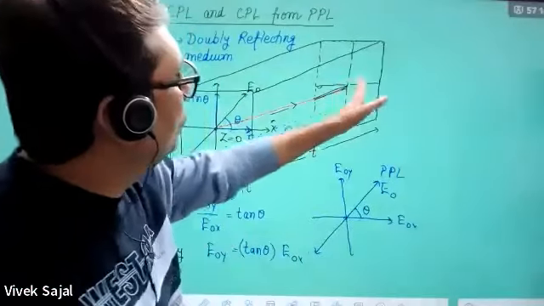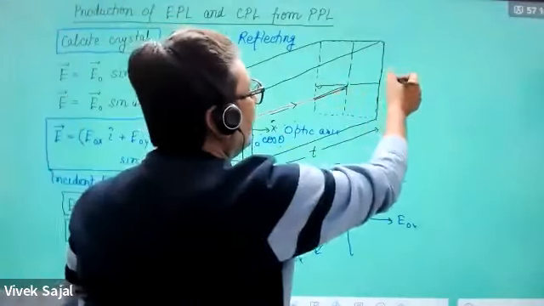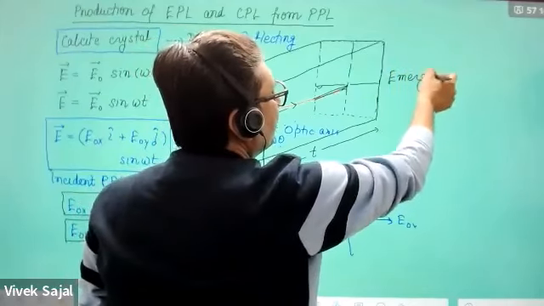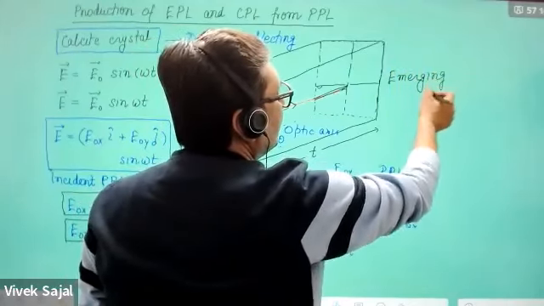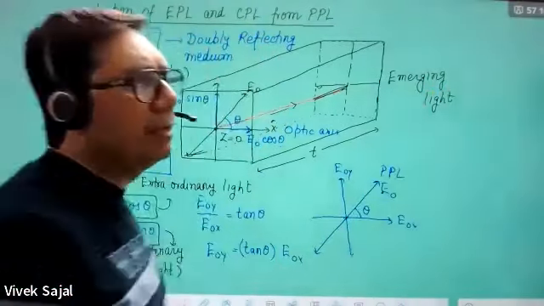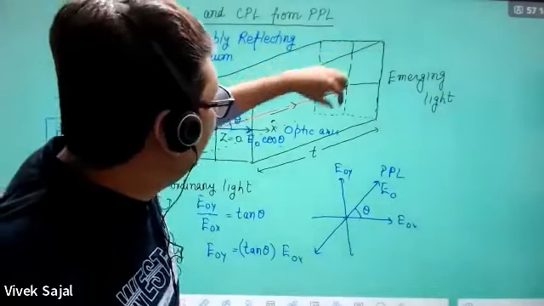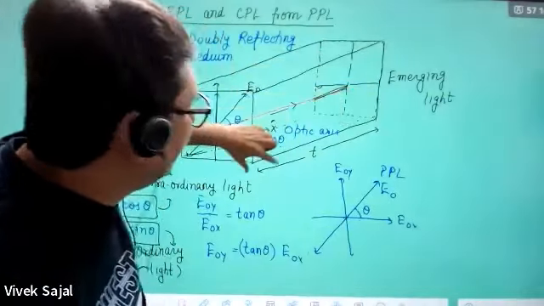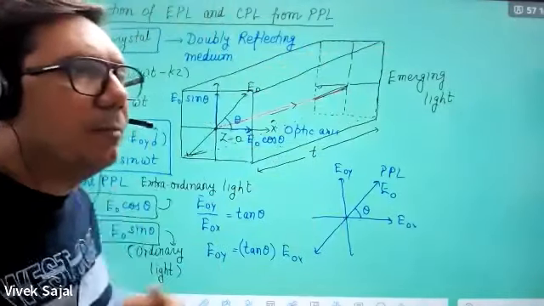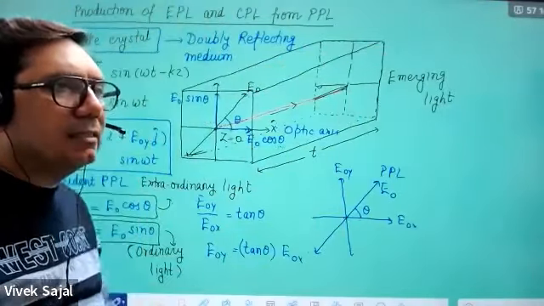ठीक है ना? This light is going to emerge. Here you are having emerging light on this side. So try to tell me one thing. How much optical path is traveled? The thickness of this crystal is T. So how much optical path length is traveled by the ordinary light, and how much distance is traveled by the extraordinary light?